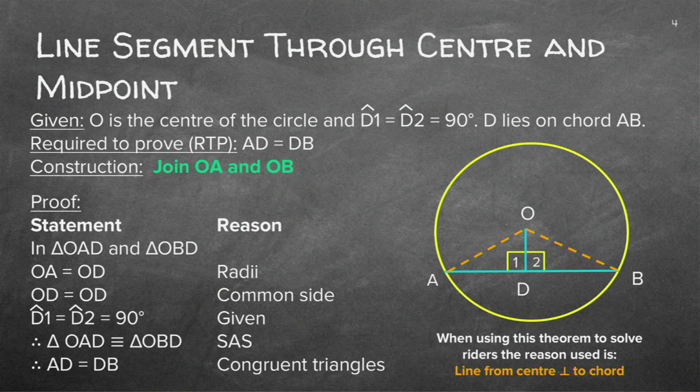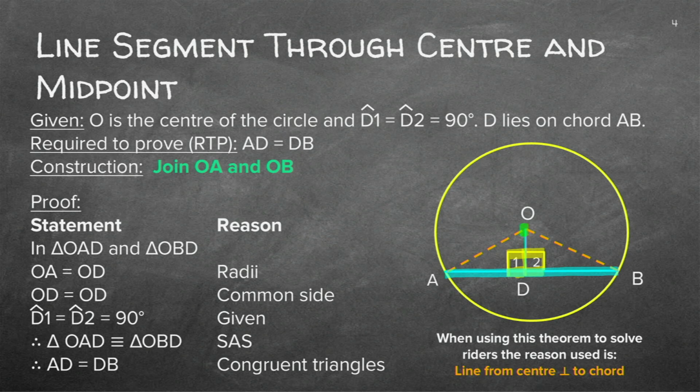If we do an example to see how they will ask you the question, line segment through center and midpoint. They've given us O as the center of the circle, and they've given us that D1 equals D2, and that is 90 degrees. D lies on the chord AB. Remember our chord?